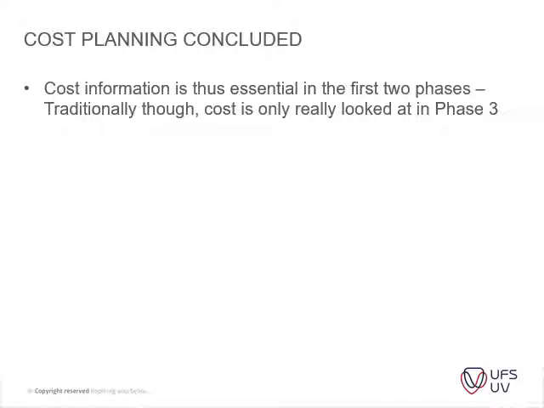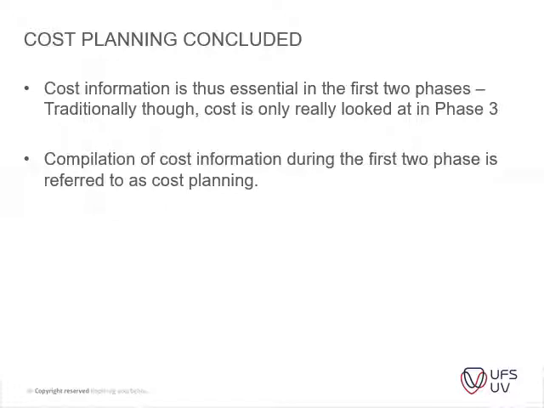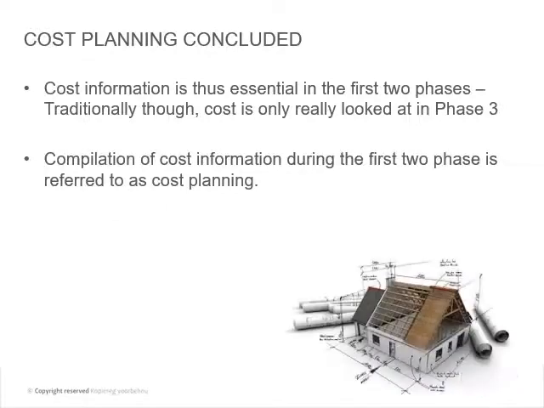Usually good project developers do focus a lot on the cost in stage one and two, because they want to make that informed decision whether they're going to commit to this project. So usually when you get to stage three, you're already committed to this project, because now you're spending a lot on fees for this project. So the money starts flowing a little bit more, so there's much more commitment. The compilation of the cost information during the first two phases is referred to as cost planning.